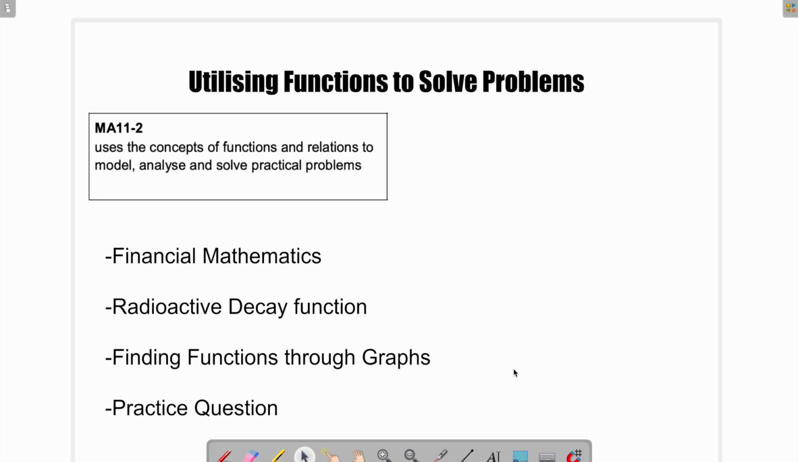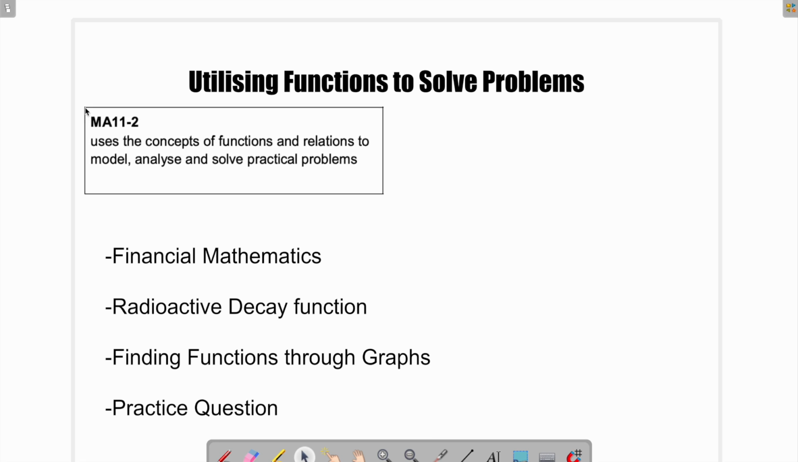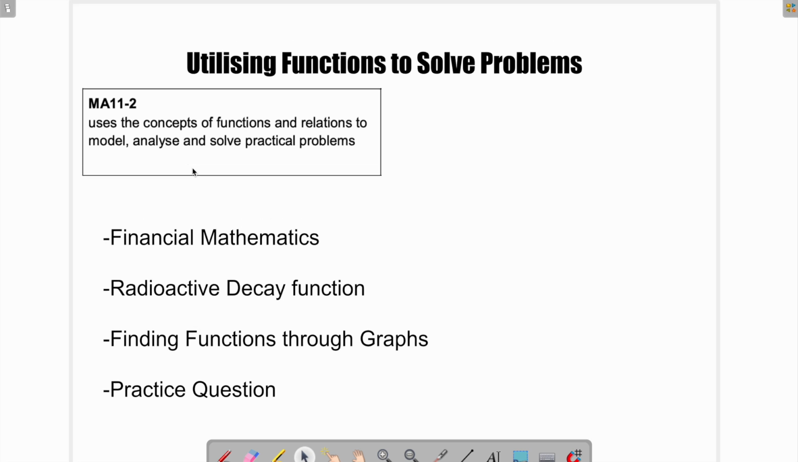And today we are talking about utilizing functions to solve problems. So, if you are in the New South Wales syllabus, this is from the 2017 syllabus, but I believe it is also used in the new upcoming 2024 syllabus. The point is to use the concepts of functions and relations to model, analyze, and solve practical problems for Maths Advanced Year 11.